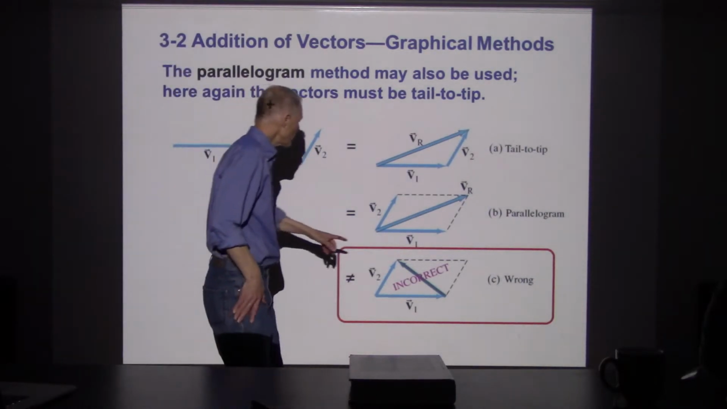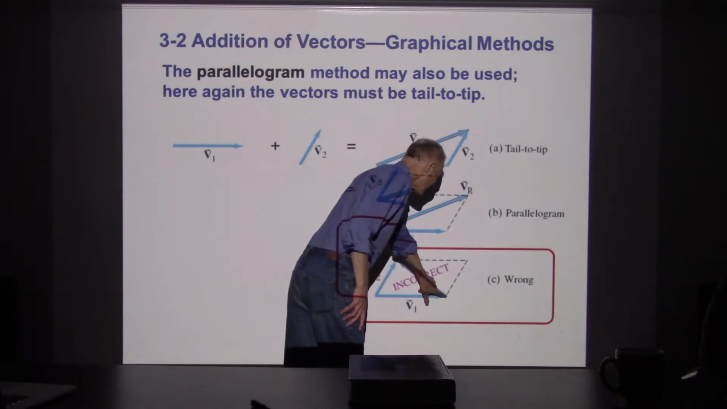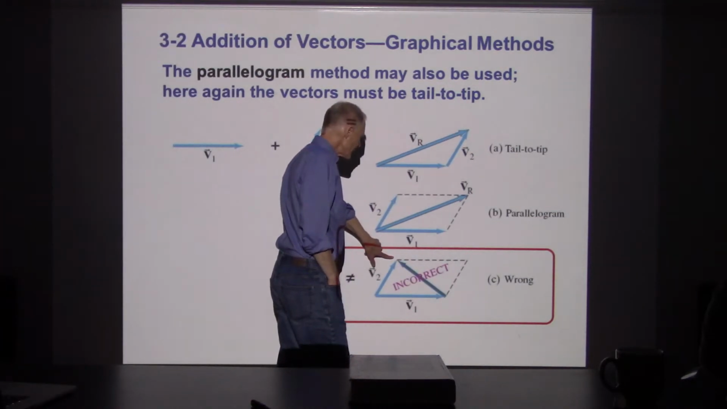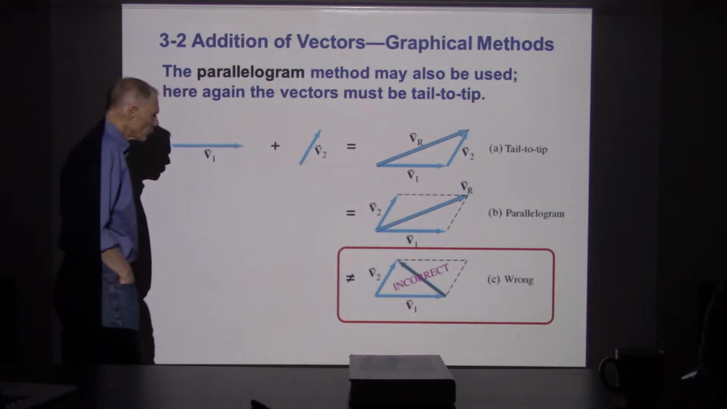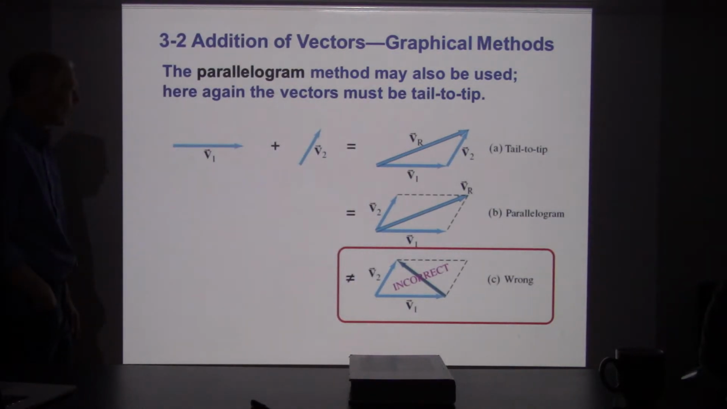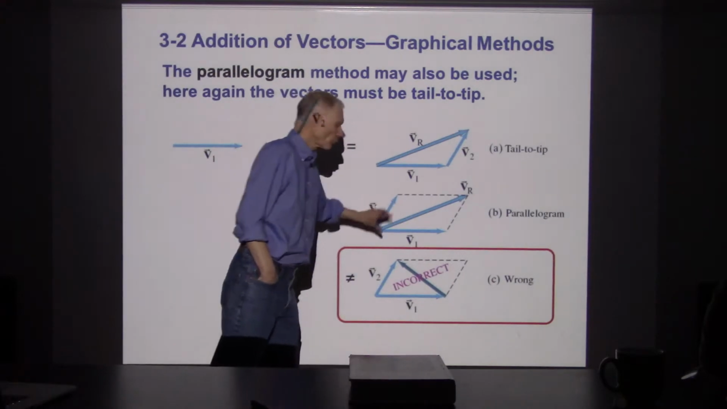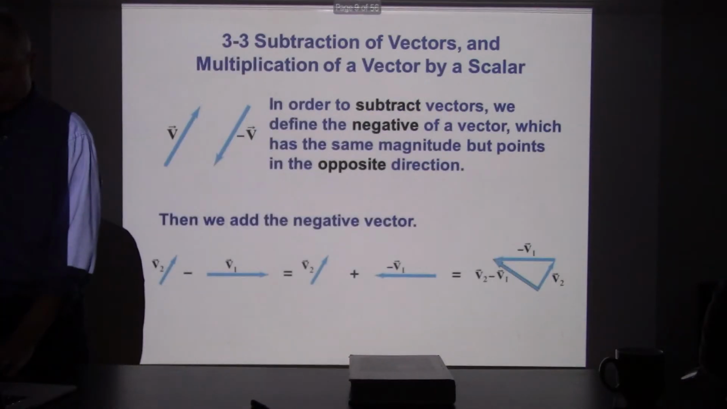If I take V1 and V2 and add them together, V1 and V2 added together don't represent the difference. This is the difference between them, not the addition. So this would be V2 minus V1. Is that right? So be very careful with this addition versus accidentally subtracting off a vector.